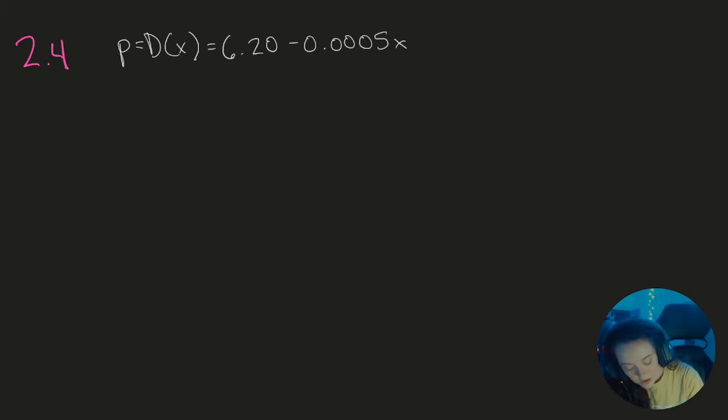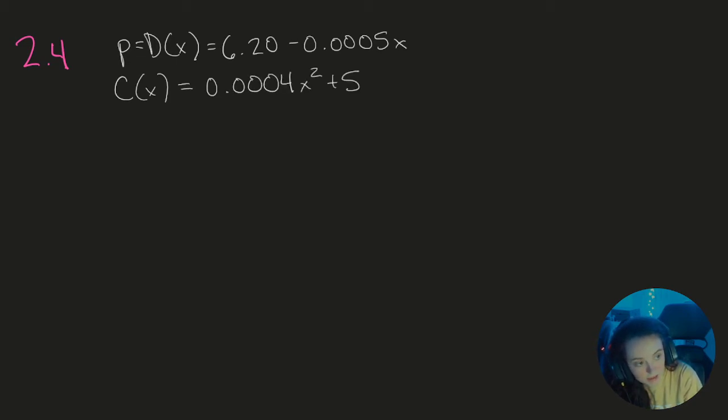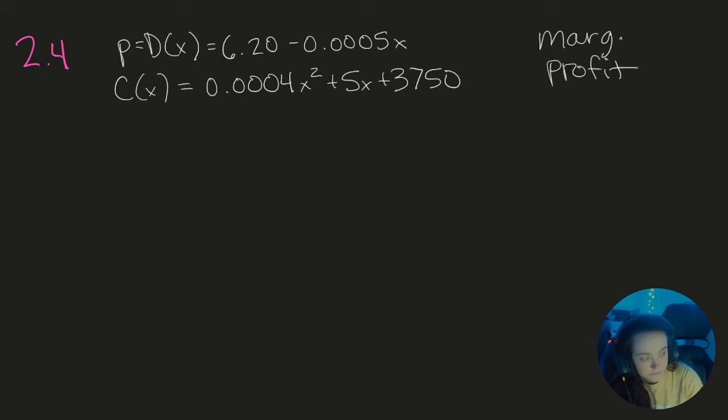Okay, and then it also gives us the cost function of 0.0004x squared plus 5x plus 3750, or 3,750. Okay? It wants us to find the marginal profit. Okay? Not average, just marginal profit.